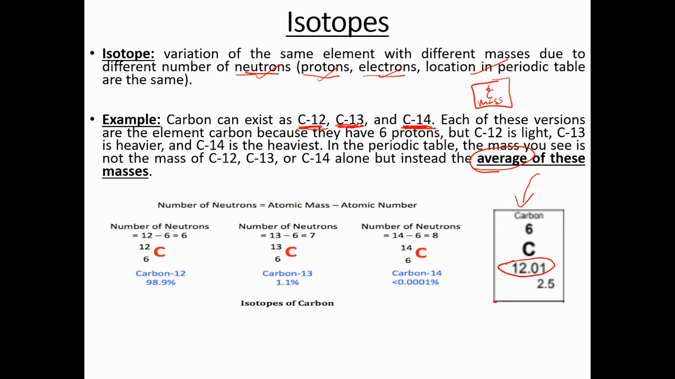Some of you might be doing 12 plus 13 plus 14 divided by 3, and you notice that's not really 12.01, so it's not really the average. It is an average, but it's a weighted average. So we also take into consideration the one of these carbons that makes up the majority. Based on this, you'll notice that the average is closest to 12. So chances are that carbon-12 is more abundant. There's more of it compared to carbon-13 and carbon-14.